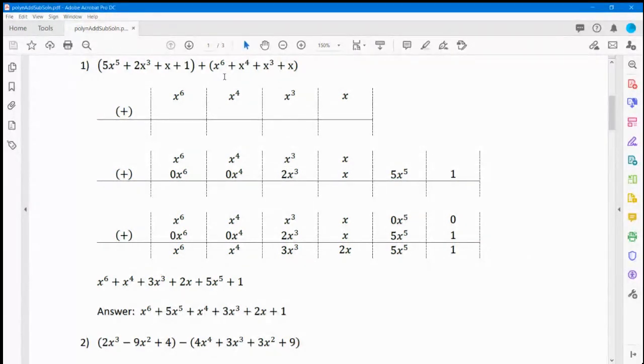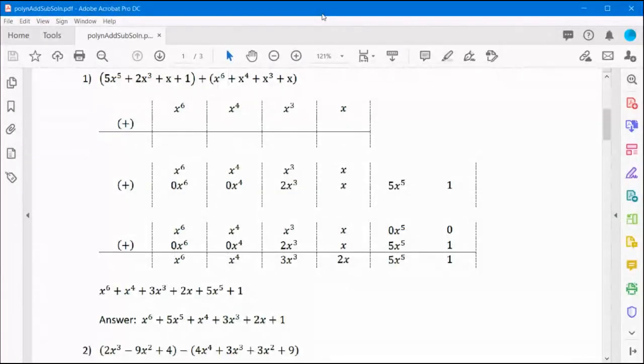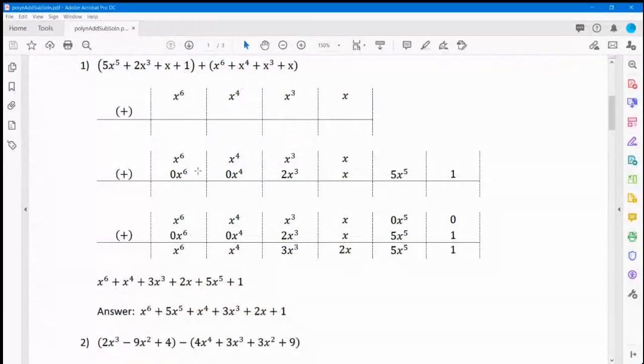Now we have to handle the other polynomial. Right away you can see I combined a few steps here. 5x to the 5th doesn't go in any of those columns. It can't. So we have to make another column, and that's what I did over here.